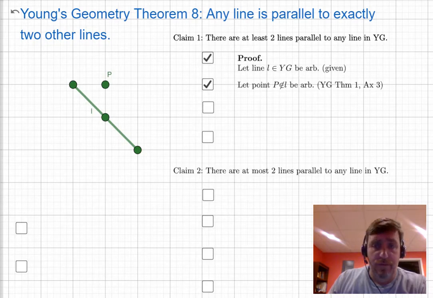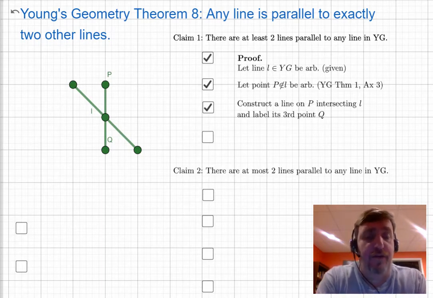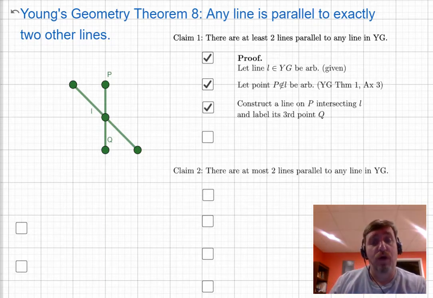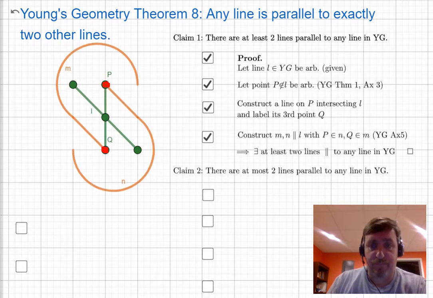So now what we're going to do is construct a line on P that intersects L. Why? Well, we're actually going to use P and Q as points for our Axiom 5 that says we can find parallel lines using a line L and a point P not on it. There exists exactly one line that's parallel to L. And we can flip it around and do that for Q as well. So there are two parallel lines.